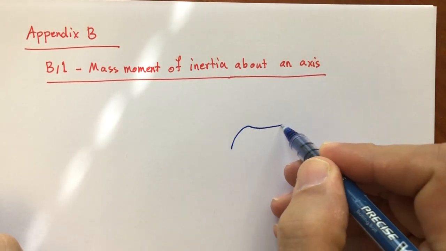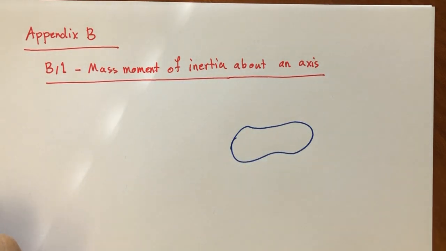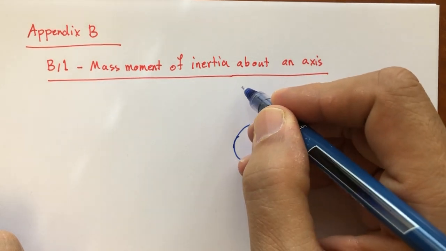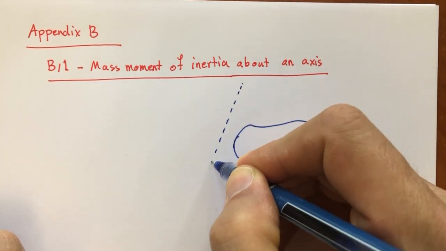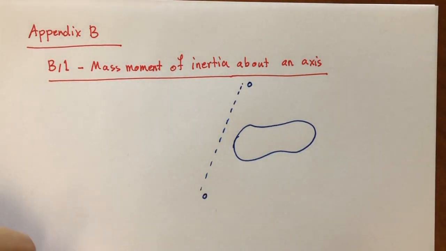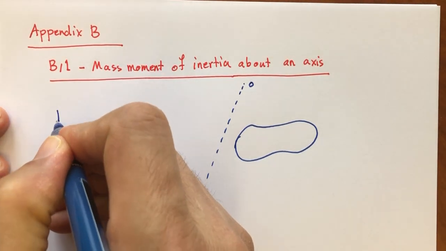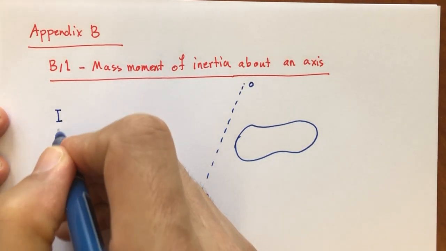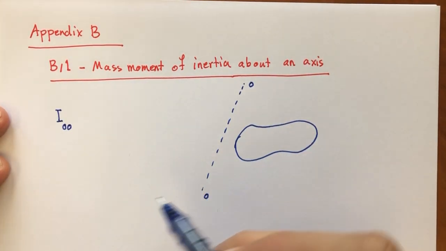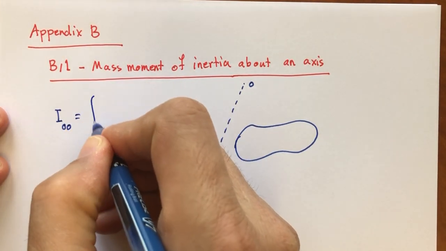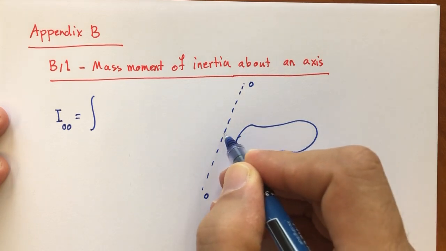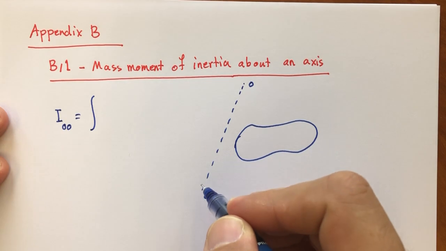I'm going to start with the definition of it. Let's say we have a mass. It can be in 3D. It should be in 3D. It's a mass, and we want to find the mass moment of inertia of it about this axis. Let's call this axis OO. This is the definition of the mass moment of inertia. I, which means mass moment of inertia, about axis OO, this axis, is equal to the integral of each piece of this mass, the mass of it, times the distance of it from this axis squared.